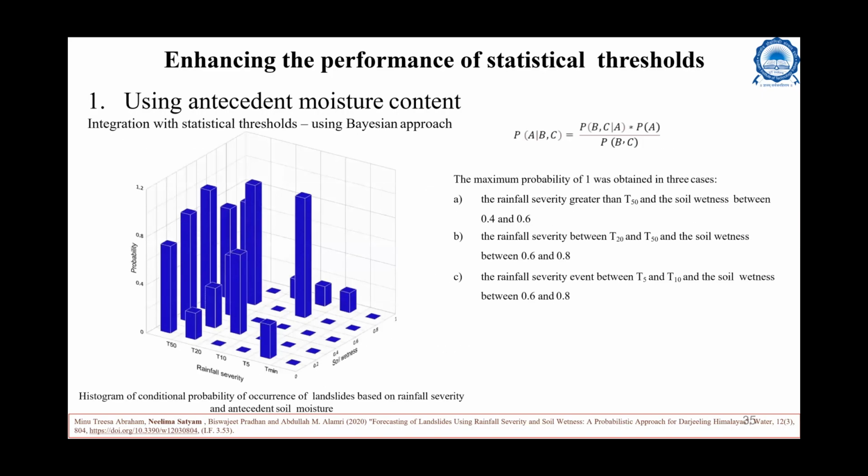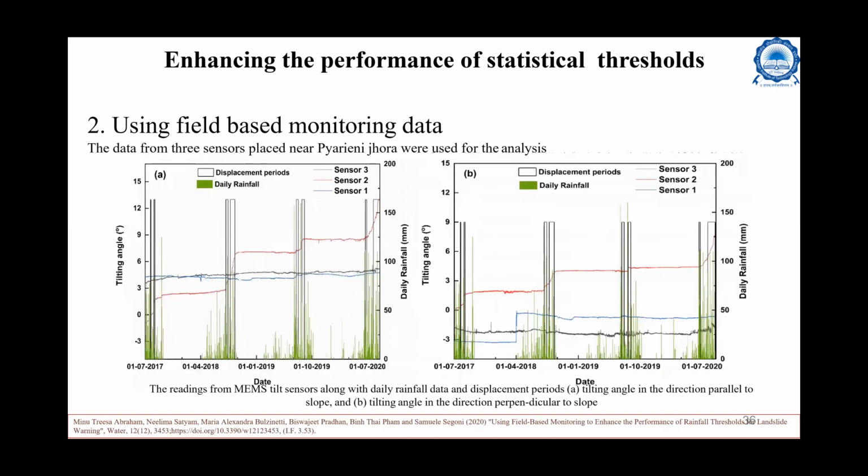And this is how we did it using antecedent moisture content of the site, wherein we integrated these statistical models using the Bayesian approach. So this is a two-dimensional Bayesian approach. Then we tried to find out the maximum probability which can occur in different cases. And in the second approach, we did that using the field data, because we had extensive, very good data.